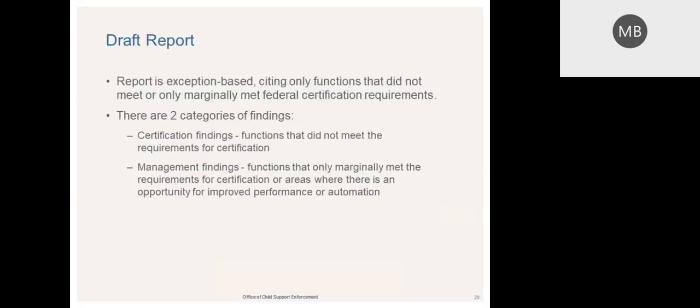Upon returning to the central office, the review team will develop a draft report. The draft report is an exception-based report, citing only functions that did not meet or marginally meet federal certification requirements. The draft report will include two categories of findings: certification findings, which is functionality that did not meet the requirements under a specific objective in the certification guide, which is required for certification, and management findings, which identifies functionality that marginally meets the requirements, and there's room for improvement.